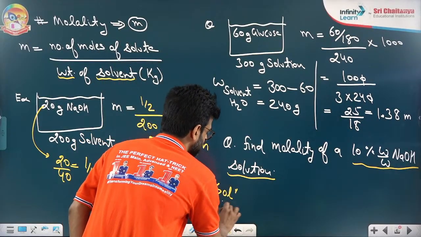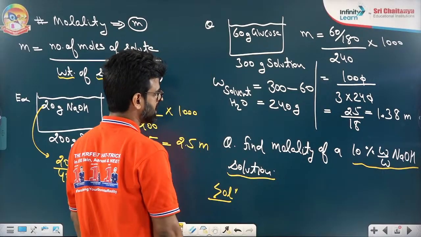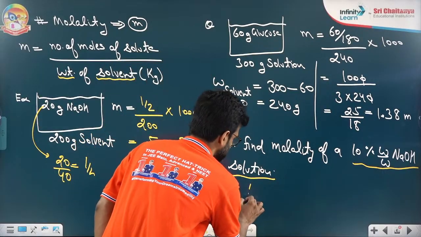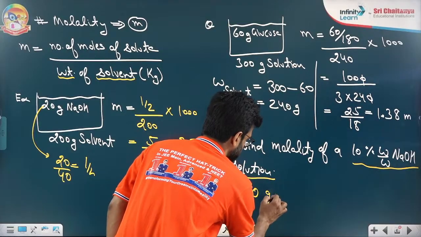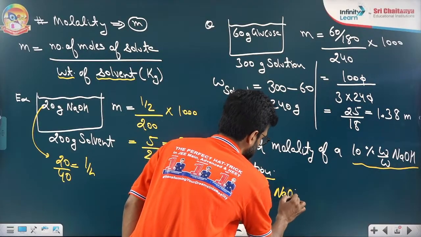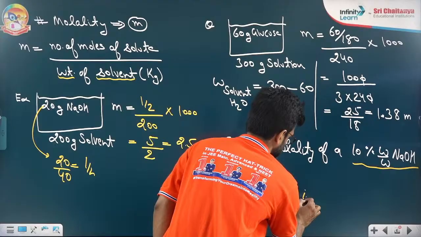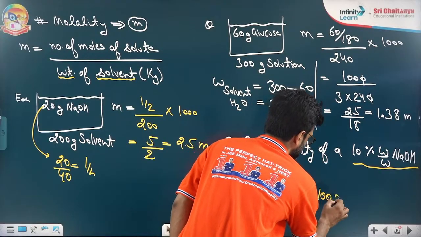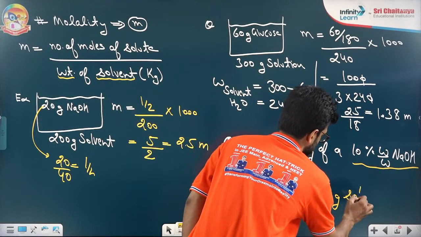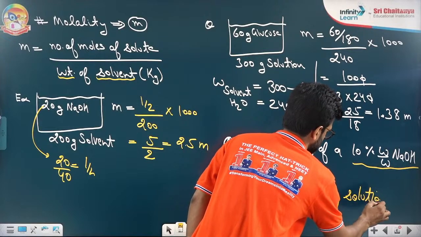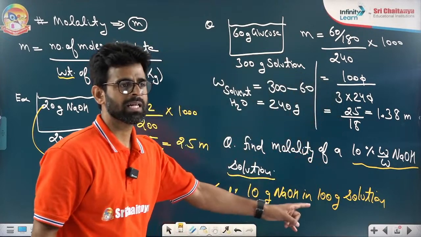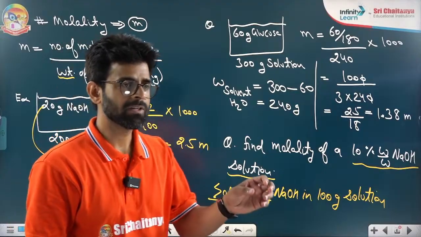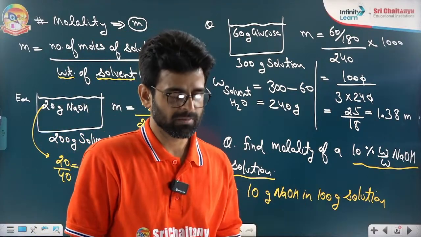The line is saying we have 10% weight by weight NaOH solution. So it means 10 gram NaOH in 100 gram solution. Right? This is the meaning of the line. Now whatever you want to take from here, use it. Give me the answer.